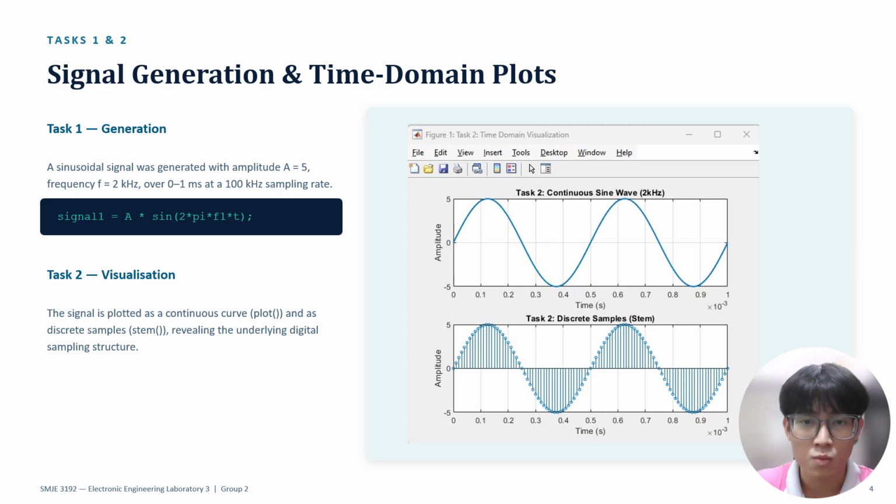In task 1, we generated our sinusoid using a single line of code, and in task 2, we plotted this signal in different ways to highlight a key concept. As you can see, the continuous plot on the top shows a smooth, analog-like waveform. In contrast, the stem plot below displays the individual discrete samples. This serves as an important visual reminder that a digital system actually operates on sampled data, not continuous signals.